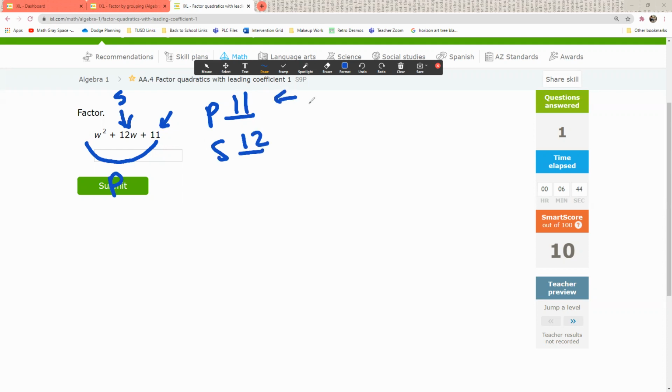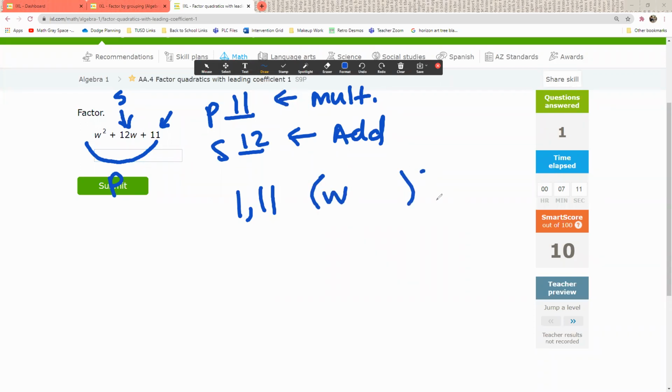So two numbers that multiply to be 11 and add to be 12, which again, just like the last time, since these are prime, the only combination is 1 and 11. So 1 times 11 is 11, 1 plus 11 is 12. So these are the two numbers I'm going to fill in. So I have w and w, and then the two numbers I fill in are a positive 1 and a positive 11.